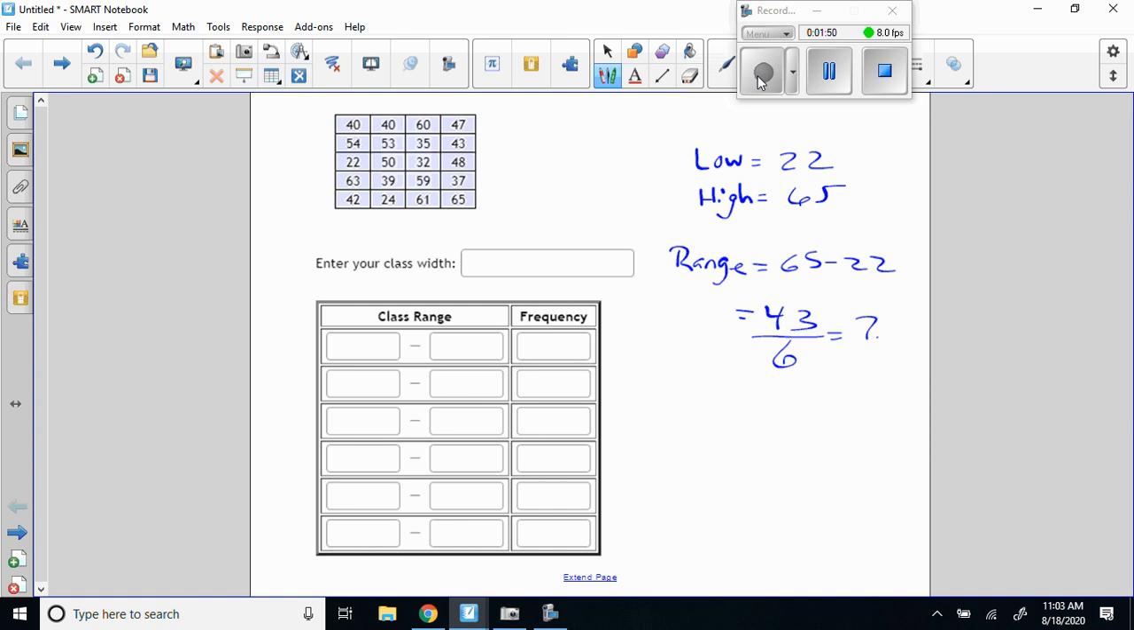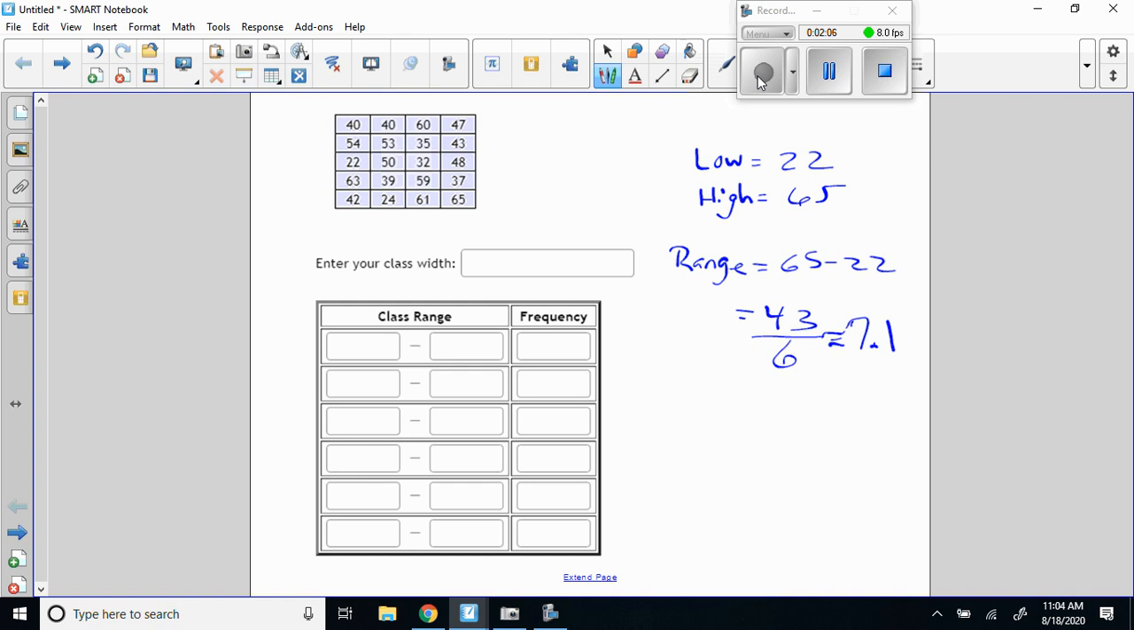It'll be 7 point, I don't know. It's close to 7. I'm going to say approximately 7.1, right? Is that okay? Now, we're not going to round it down.